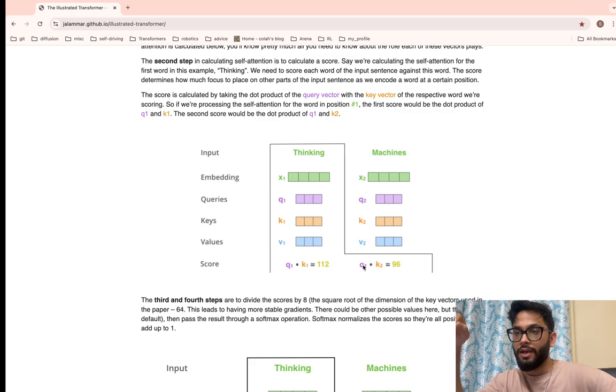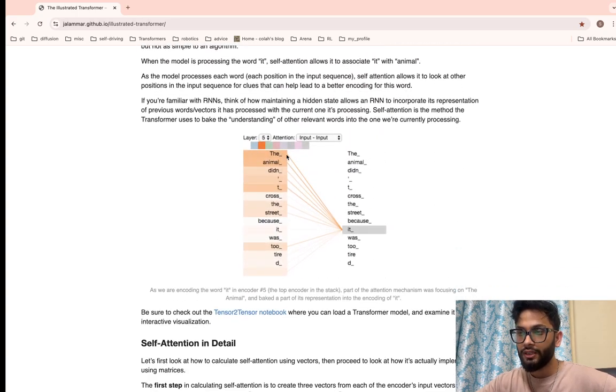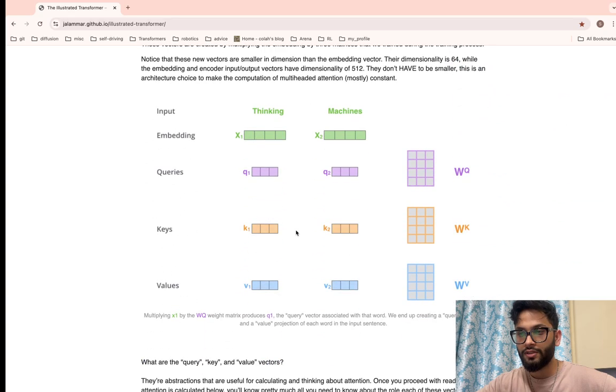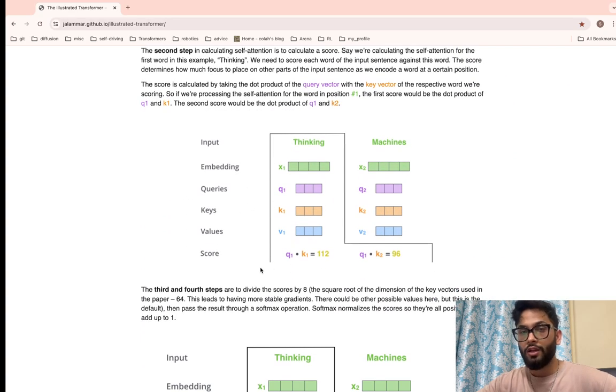Once I multiply, I have a score. This score is an indicator of the relation which I showed here. Imagine it as the thickness of this line, right? However strong the relation is, that is what the score will tell me. Okay. Now I calculate the score for every word with every other word.